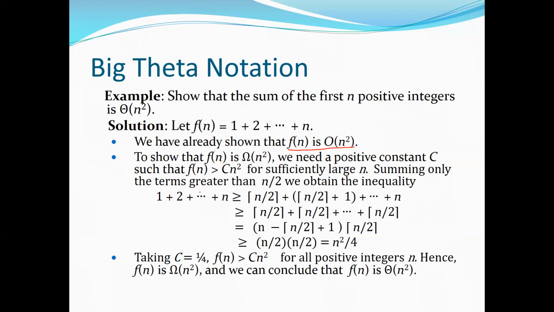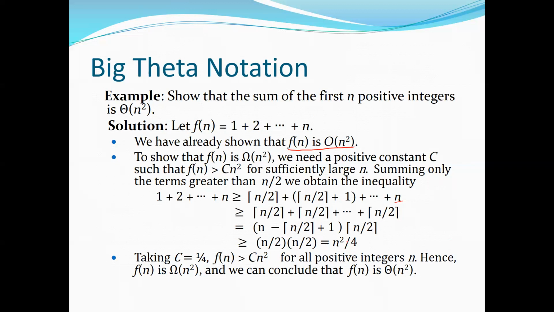So summing only the terms greater than n divided by 2, we obtain the inequality. What does that mean? We need to establish the inequality 1 plus 2 plus 3 plus up to n is greater than or equal to the sum of only those numbers that make it greater than that. For example, n divided by 2 plus n divided by 2, and so on, plus n. And if we solve this inequality, this will become n squared divided by 4.